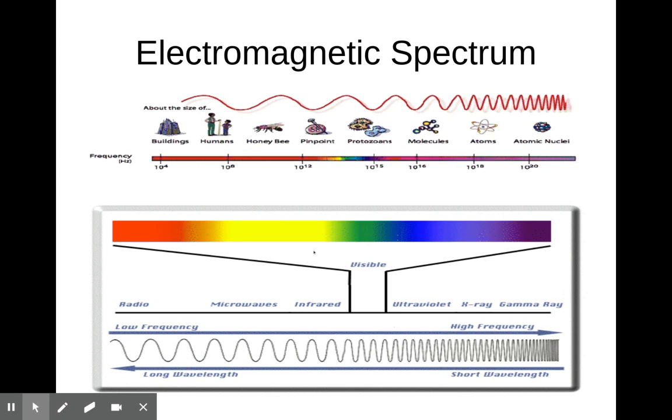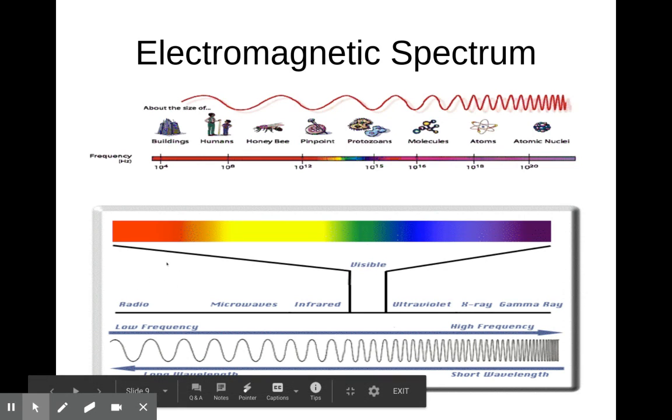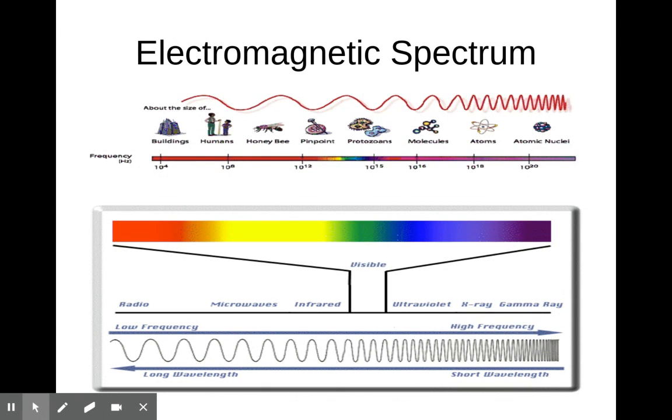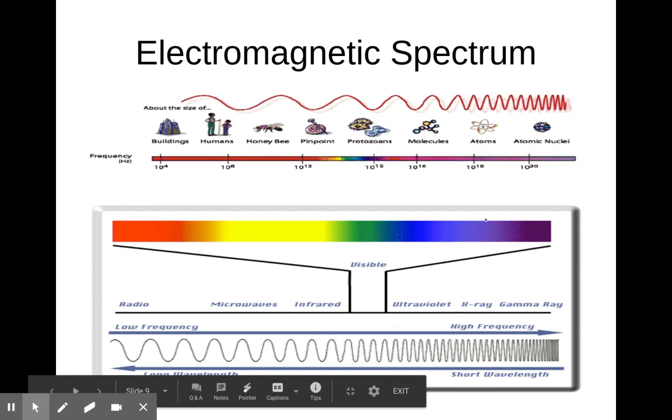Radio waves have a very low frequency and a very long wavelength. But as we travel along the spectrum, microwaves have a higher frequency, lower than infrared but higher than radio waves, and the wavelengths shorten up. Then we get to infrared and the visible region. Now we have this color spectrum from red to violet.